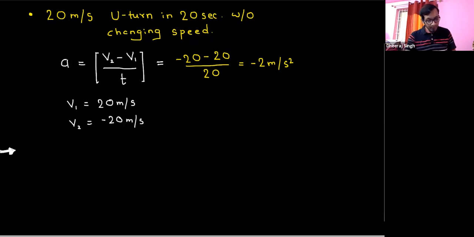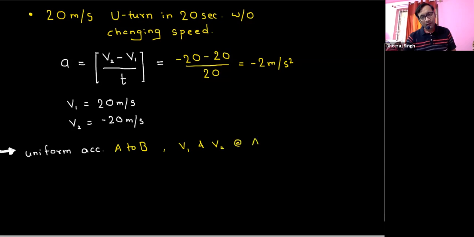All right, next one is this. A particle is moving with uniform acceleration from A to B along a straight line. It has a velocity of V1 and V2 at A and B respectively. C is the midpoint between A and B. You need to find out the velocity V3 at point C. How much will it be?